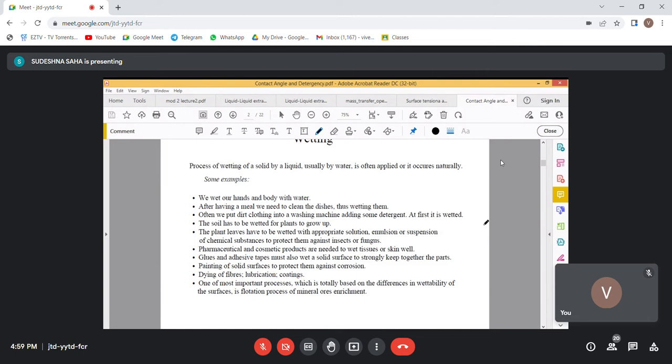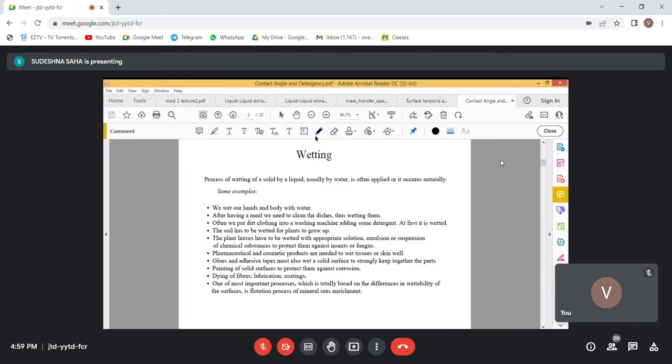The adhesive industry also has very important applications of wetting characteristics. Painting of solid surfaces, I have already mentioned. Dyeing of fibers, lubrication, coatings, all these things need wetting to happen. One of the most important processes, which is totally based on differences in wettability of the surfaces, is the flotation process of mineral ores enrichment, which is also a direct application of wetting. So wetting is very, very important. You cannot separate wetting from our daily life.